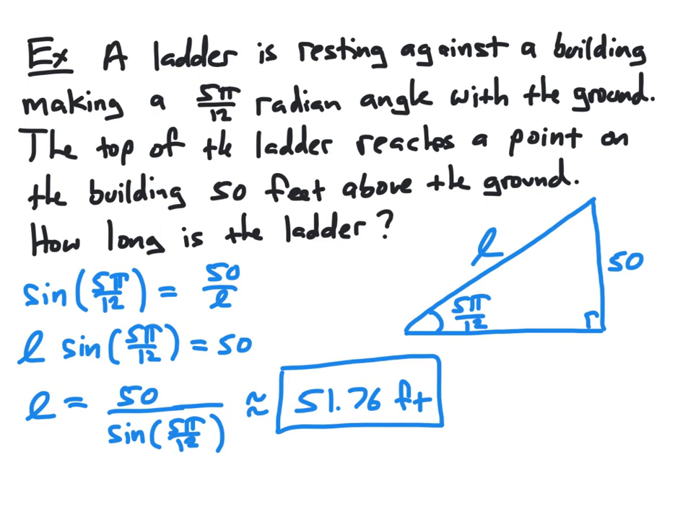Notice that in this case, your calculator should be in radian mode because the angle here, 5 pi over 12, is given in radians. If your calculator is in degree mode and you enter 50 over sine 5 pi over 12, you'll get a very different answer.